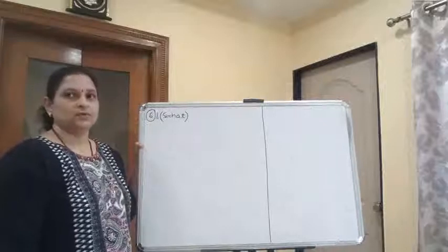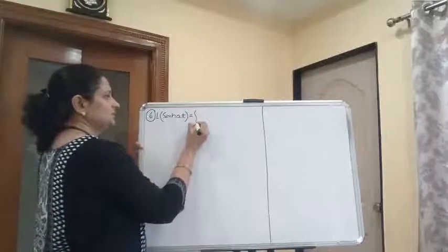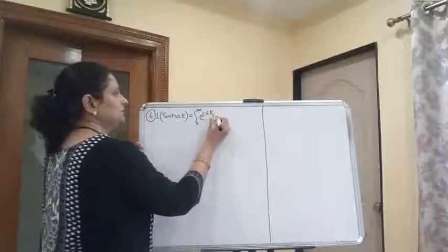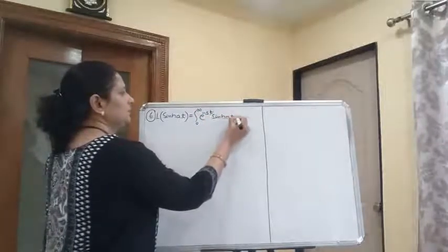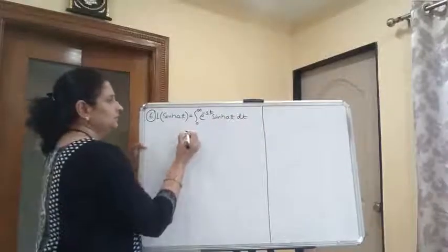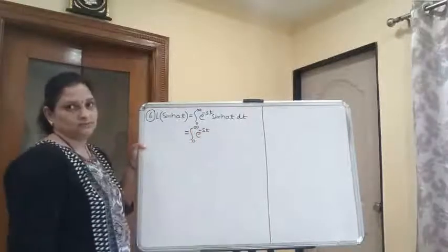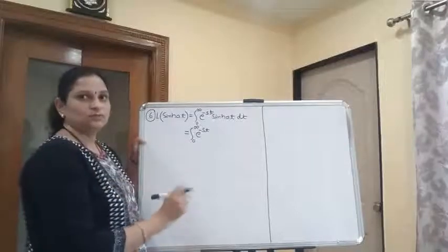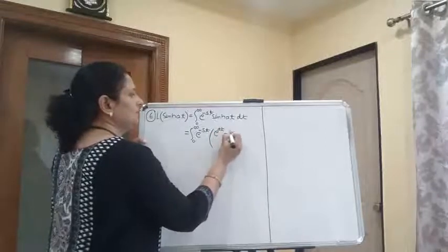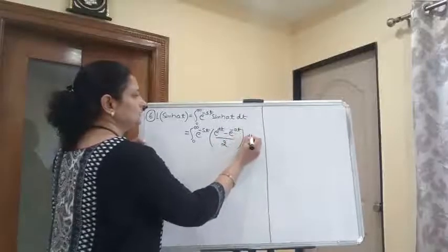This is Laplace transform of sine hyperbolic at. Using the definition of Laplace transform, it is integral 0 to infinity e power minus st sine hyperbolic at dt. Now, sine hyperbolic at, we write it in its exponential form. So the exponential form for sine hyperbolic at is e power at minus e power minus at by 2, dt.